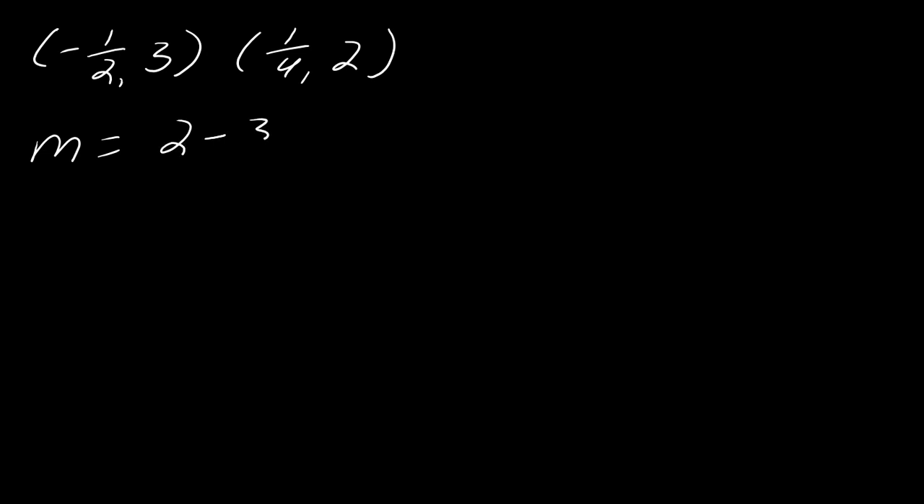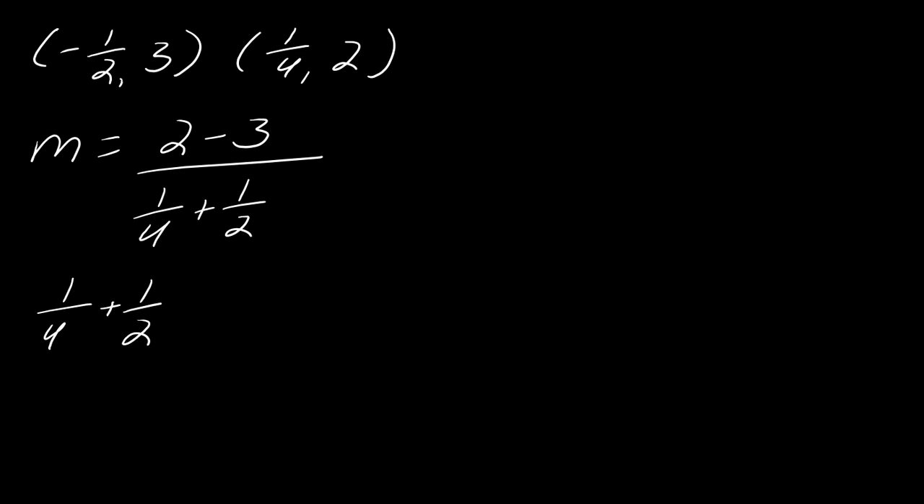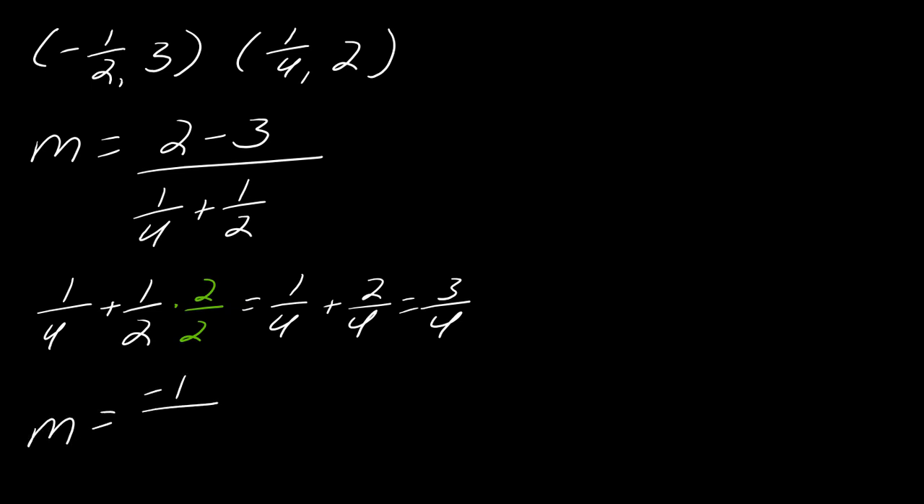So I'm going to take 2 minus 3 over 1/4 minus 1/2, so that's going to become plus 1/2. So the first thing that I have to do, and I actually did this in a different practice video too, is add these up. So I've got to get a common denominator. So 1 over 4 plus 1/2, the common denominator between those will be 4. So I'm going to multiply the top and bottom of this fraction by 2 over 2 so that it becomes 1/4 plus 2/4, so that this equals 3 over 4. Okay, so now I have that my slope is -1 over 3 over 4.